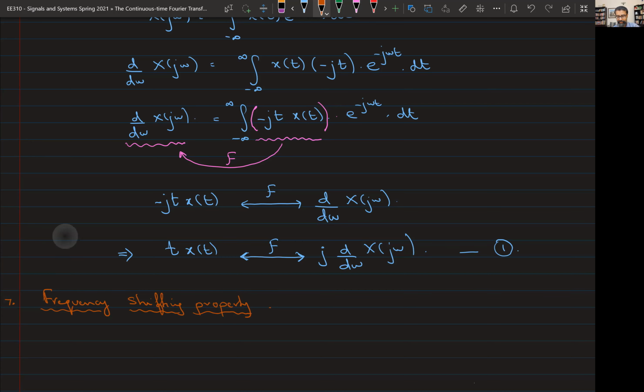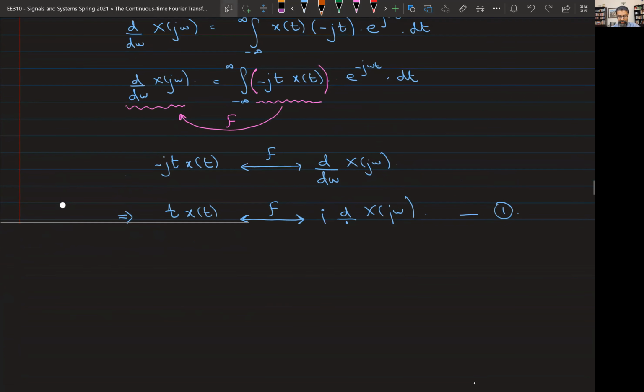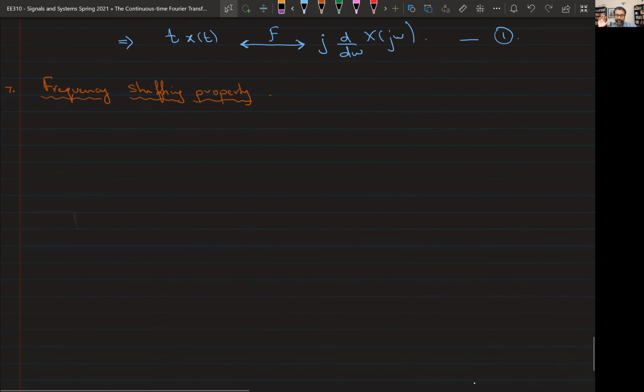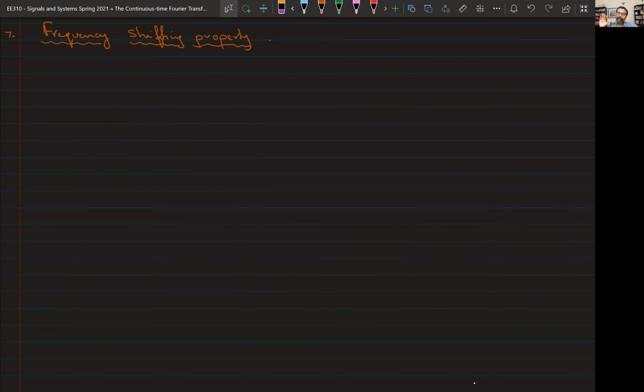What I mean by this is, remember we said, if there's a shift in the time domain, what happens in the frequency domain? In the frequency domain, you multiply by e raised to the power minus j omega t naught, where t naught was the shift, right? What happens if there's a shift in the frequency domain? Let me go about it in a straightforward fashion and say, what if there's a time domain signal x of t which has a Fourier transform of X of j omega?